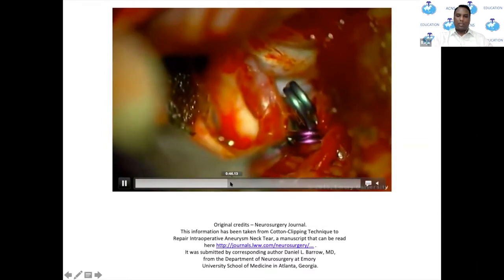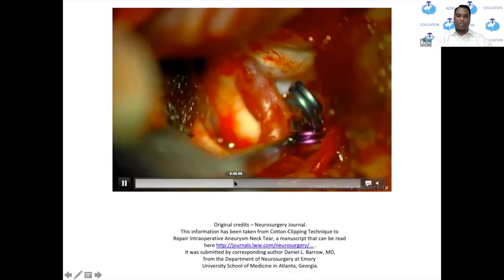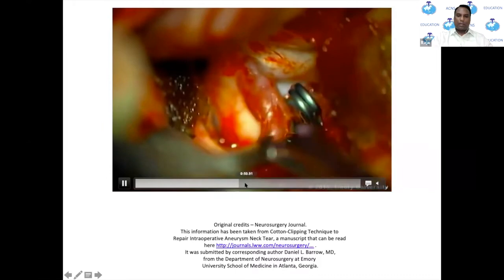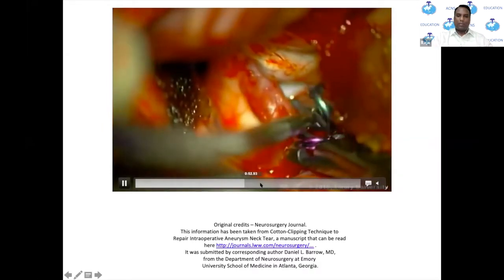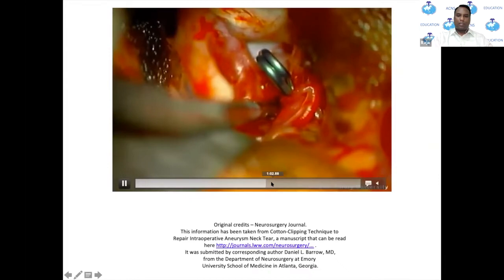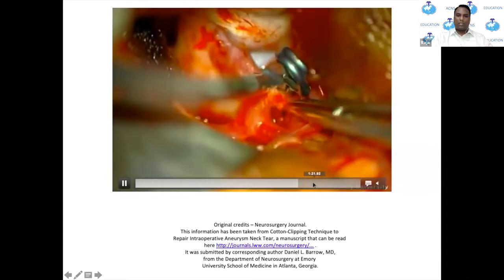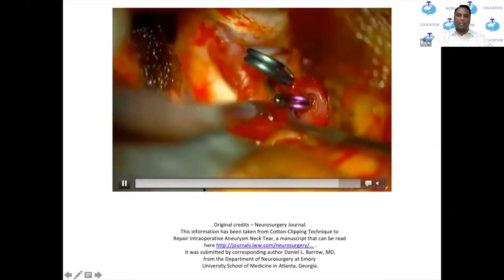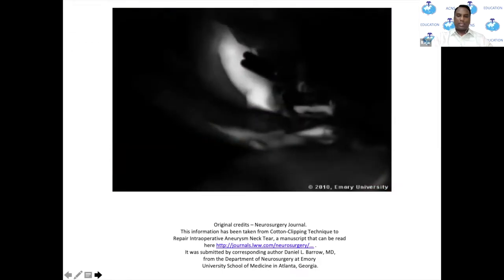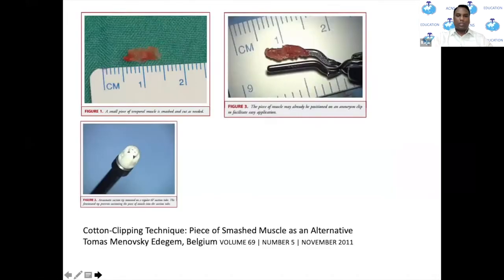I'll tell you why in the end, what could have been the cause. And they had to remove the second clip. We can appreciate the bleeding from the bleb, and they insert a cotton at the base, and they finally clip with the second clip, and ICG showed good flow. And this is another technique from Belgium, where Professor Van Loock has modified this technique by the use of a crushed piece of muscle and tamponing it with the clip blades.